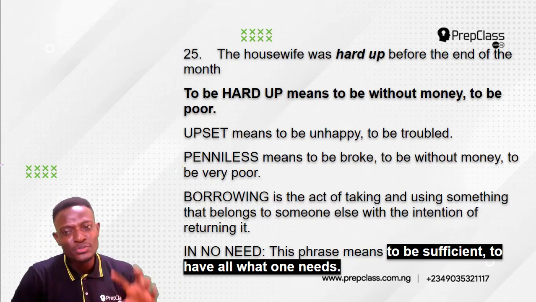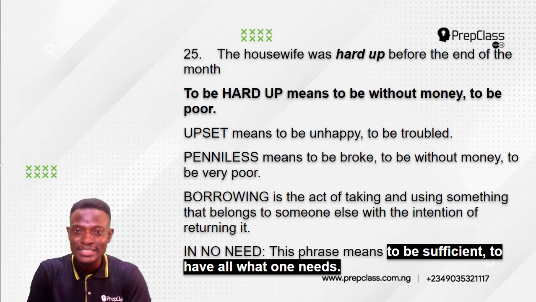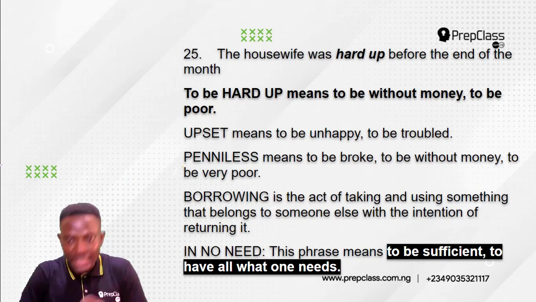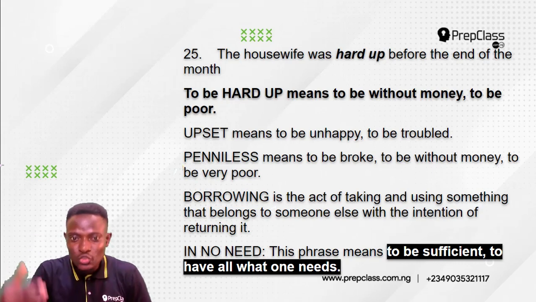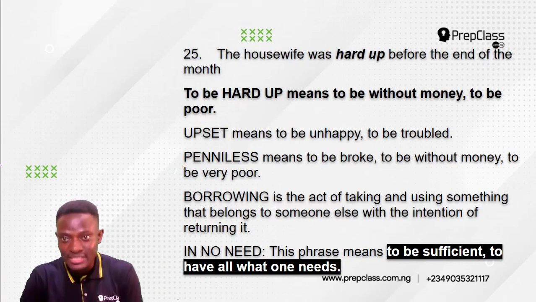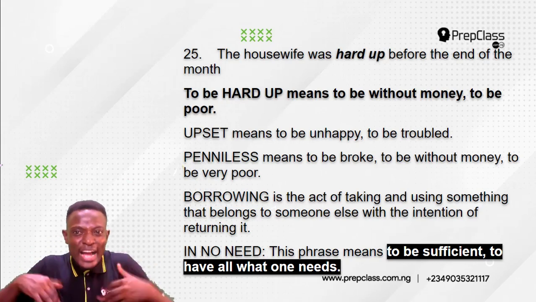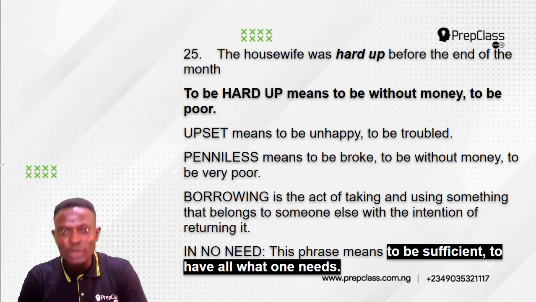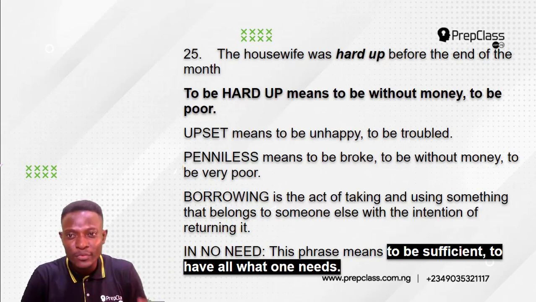Option D, in no need. This phrase means to be sufficient, to have all what one needs. Now, this is the opposite in meaning to 'add up'. If you are in no need, it means you have all you need, money. To be sufficient, to have all what one needs. But to be 'add up' means to be without money. That means you are not sufficient. You don't have all you need because you need money to go through the month. But the housewife was 'add up'. She was without money before the end of the month.